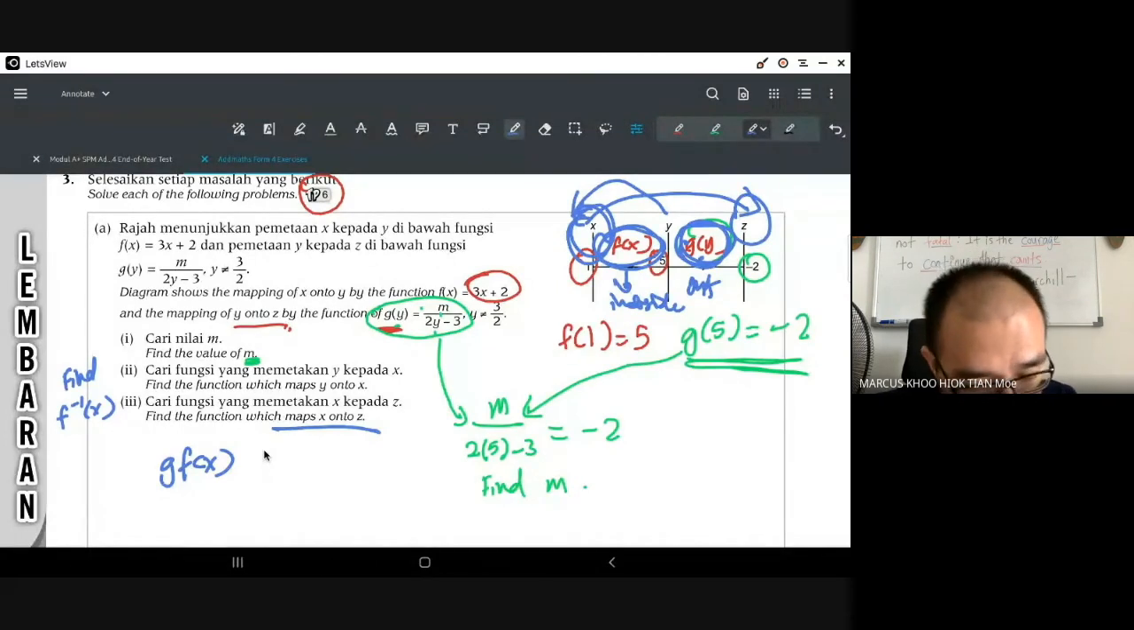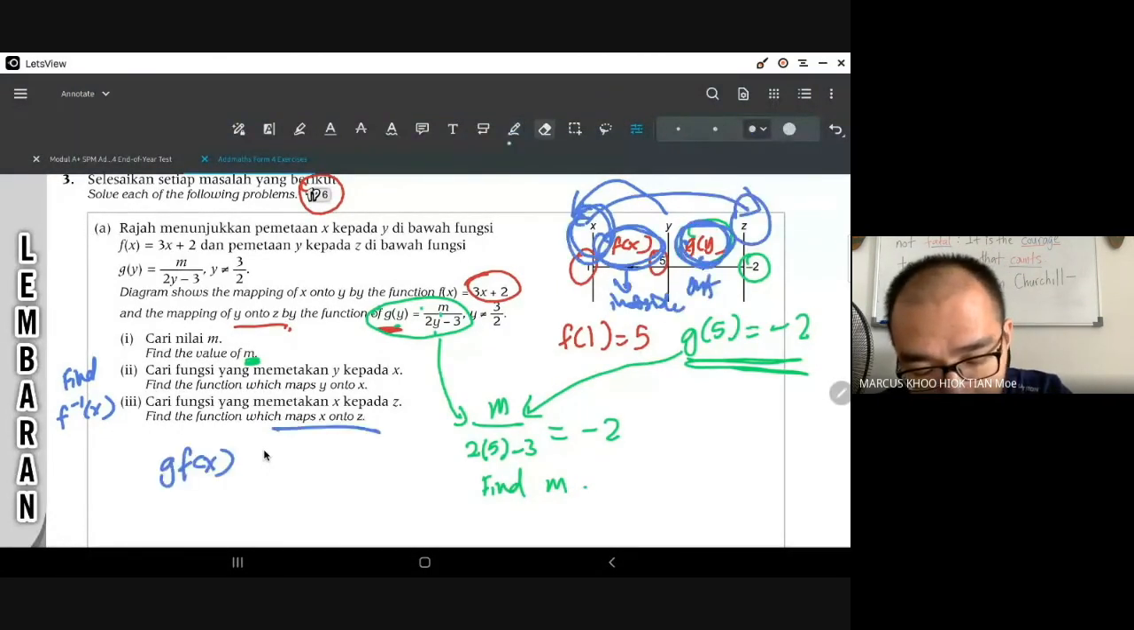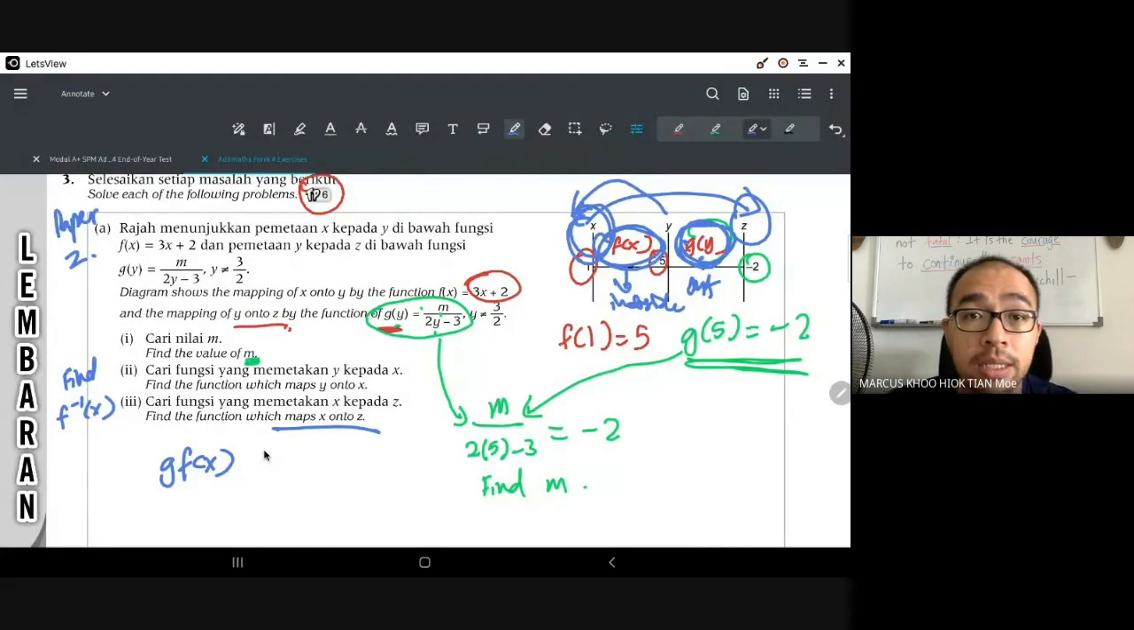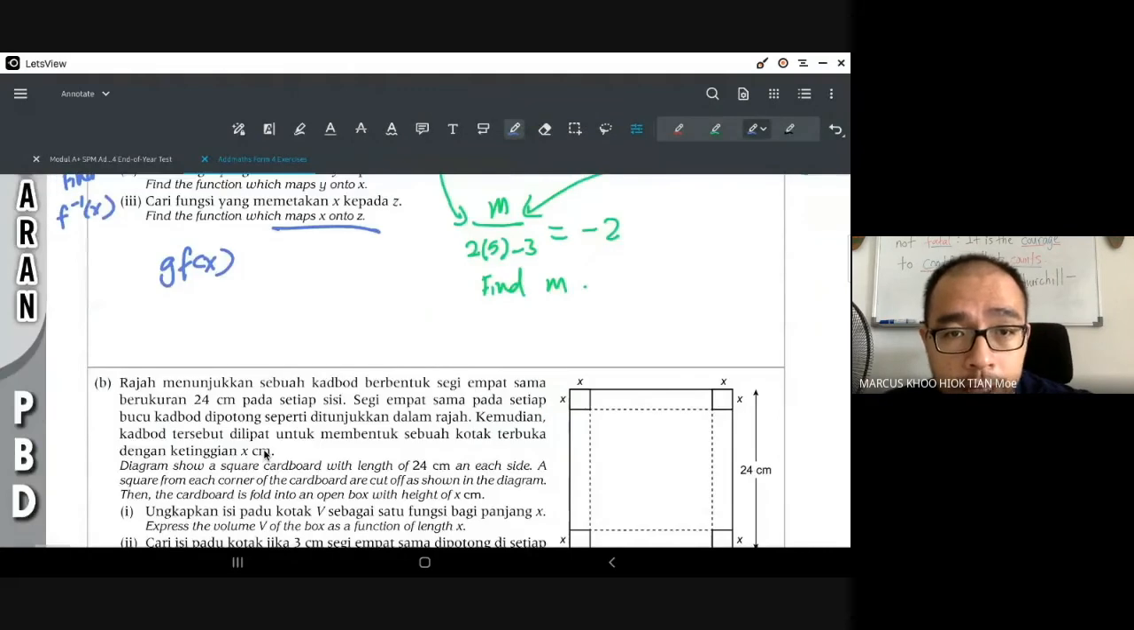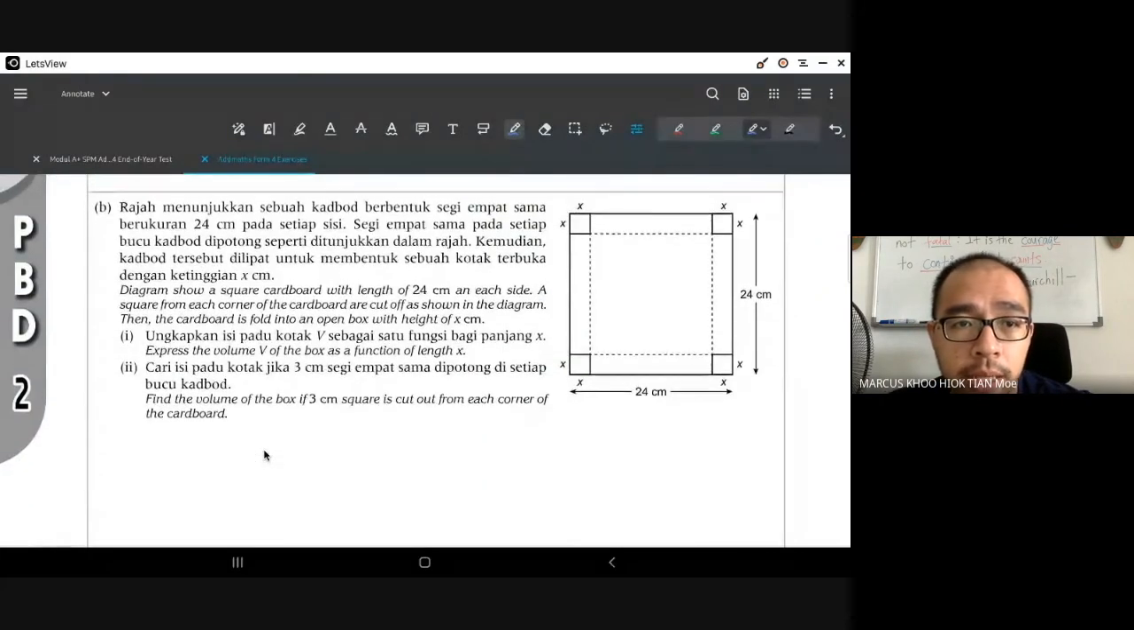If this kind of question comes out, this will be a paper 2 question. It's a very standard paper 2 question, maybe about 8 marks. Yeah, it's about 8 marks. All right, one last one, then we'll call it a day.